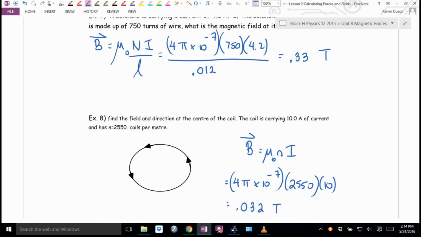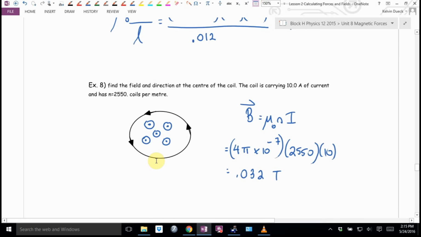So if I wanted to draw the magnetic field, I would go like this. There's a magnetic field out of the page coming towards me. Is that okay?